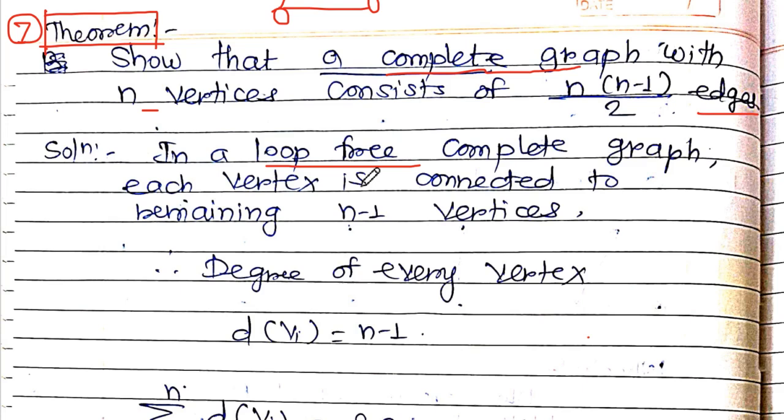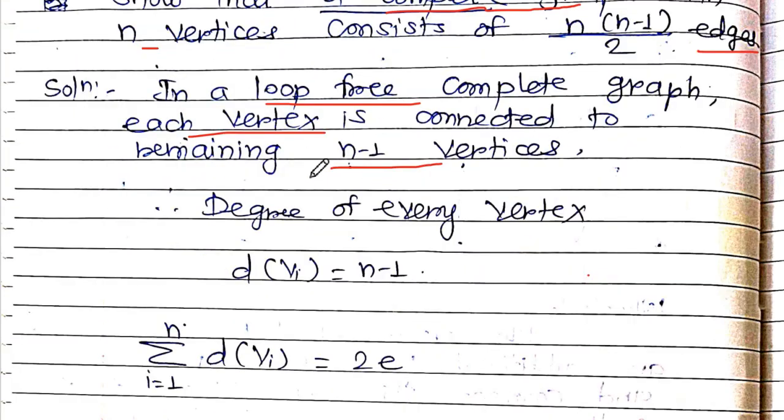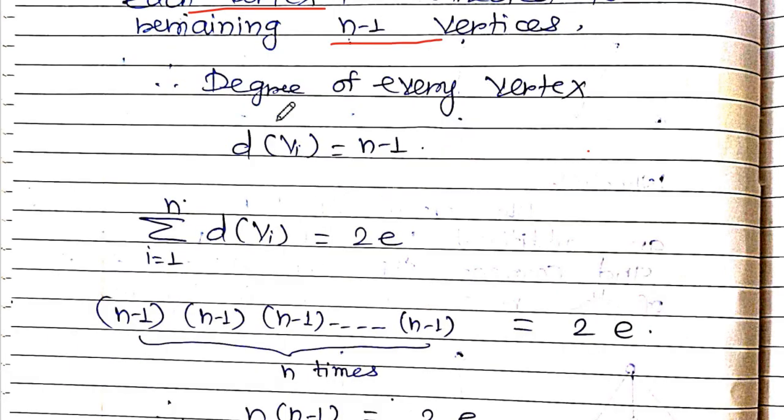We are considering a loop-free complete graph, so there is no presence of a loop. Each vertex is connected to the remaining n minus 1 vertices. If you take the example of vertex 1, vertex 2 and vertex 3, there are three vertices. The first vertex is connected to two other vertices, vertex 2 and vertex 3. So 3 minus 1, that is n minus 1 vertices, are connected to every vertex. So the degree of every vertex is n minus 1, that is, the degree of vi is equal to n minus 1.